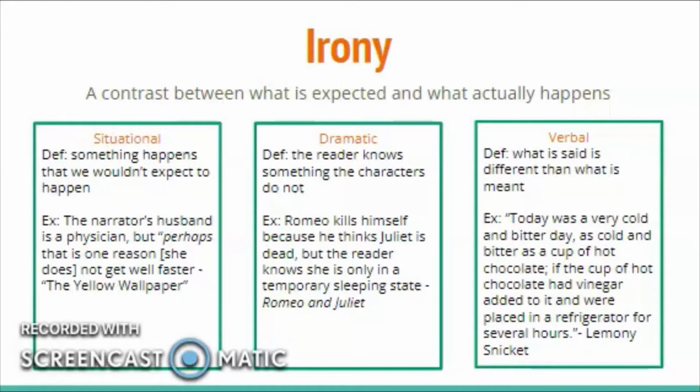So in that short story, the narrator's husband is a physician, but the narrator says, "Perhaps that is one reason I do not get well faster."